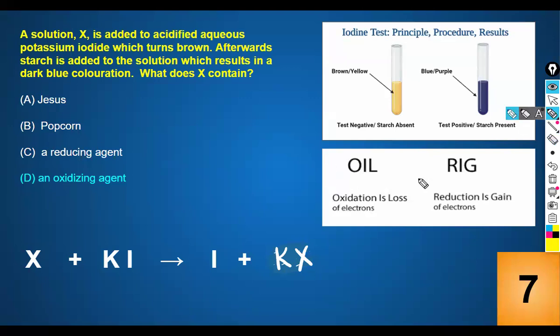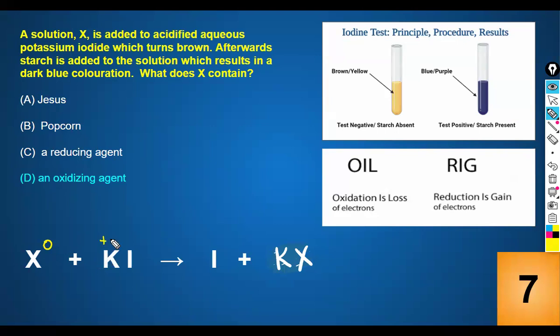You all remember OIL RIG? Oxidation is the loss of electrons, and reduction is what? The gain of electrons. When X is by himself, what is the charge on X? Who can tell me, when you have something by itself, what is the charge on it? Correct. The charge on it is supposed to be 0. We should all know that by now.